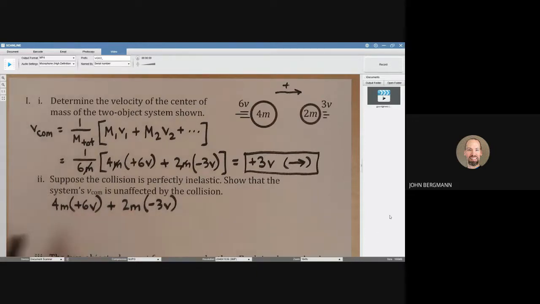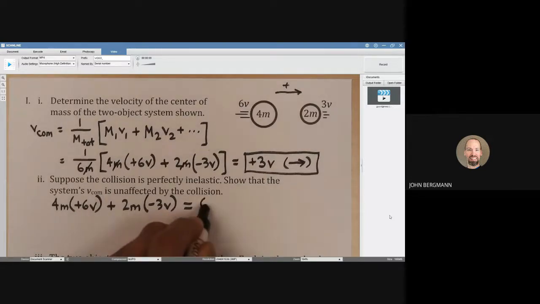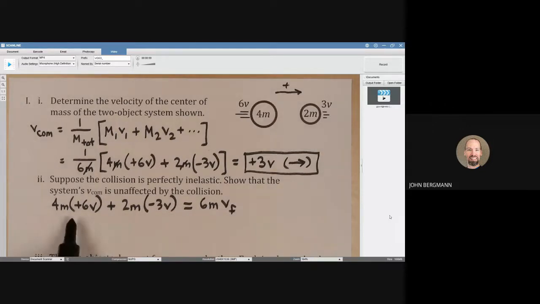That's the initial momentum. At the end, these two are stuck together. So their mass is 6m. And what's v final? What does this come out to be? 24mv minus 6mv divided by 6m. Look at that. V final is 3v.